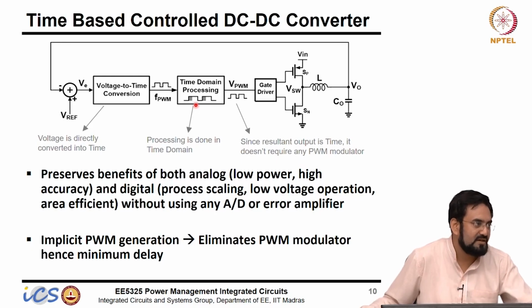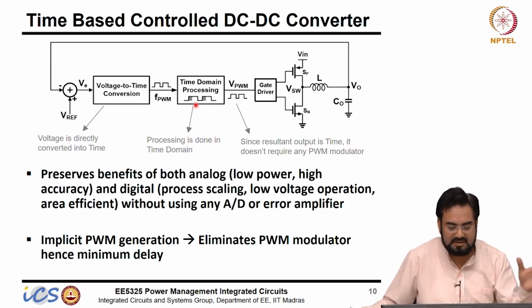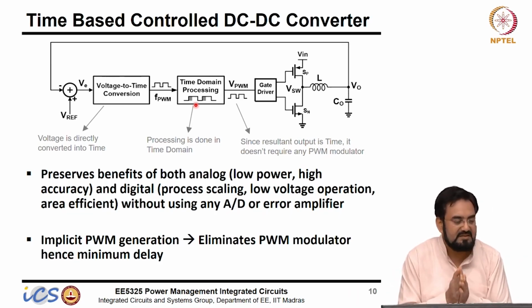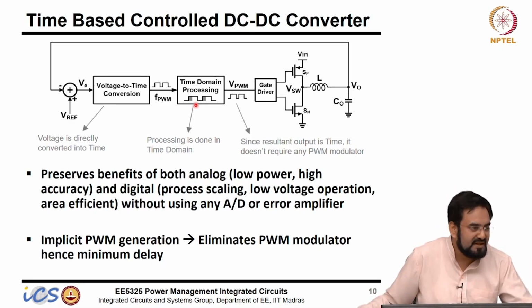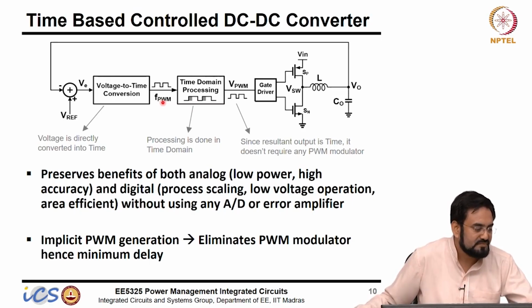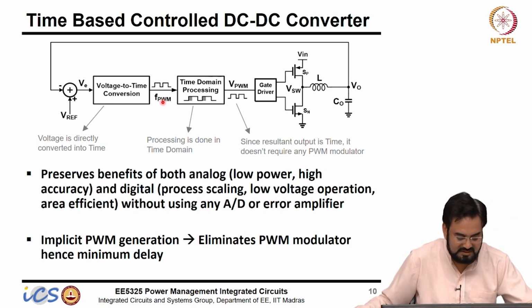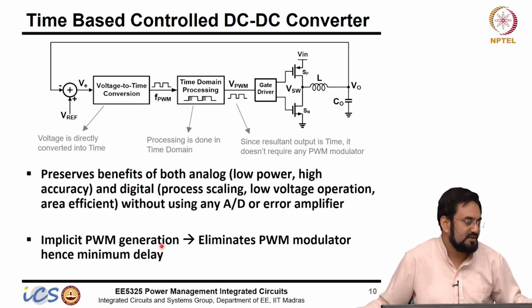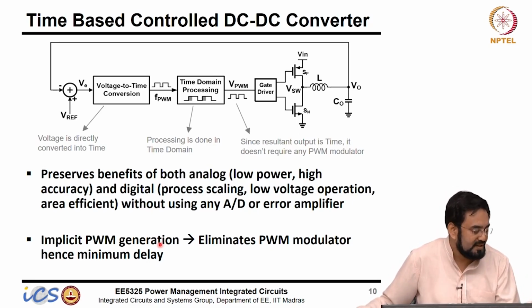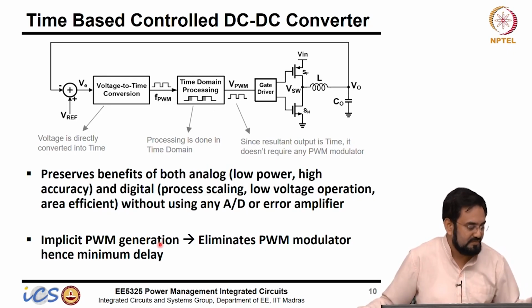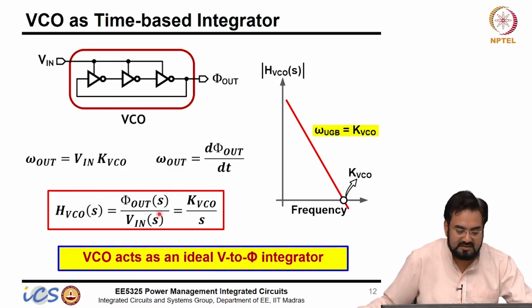Here you don't require that capacitor at all. So all those PID compensators can be designed without using any R and C, or with very small R and C. In some cases you may require maybe on the order of 1 or 2 picofarad only, not more than 50 picofarad or 100 picofarad as we saw in the other case. And it has implicit PWM generation, so it doesn't require any PWM modulator. So we are minimizing the delays associated with your comparator, as well as the reset time which you require to reset your ramp. So it's highly power and area efficient.